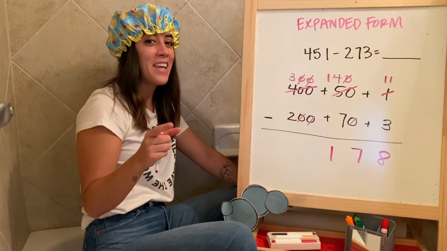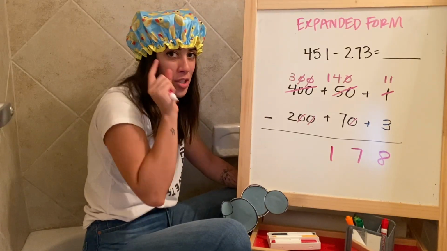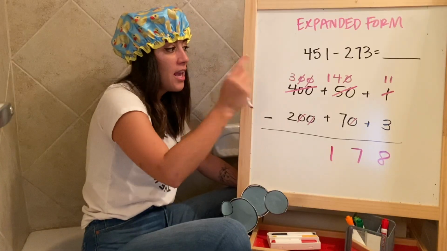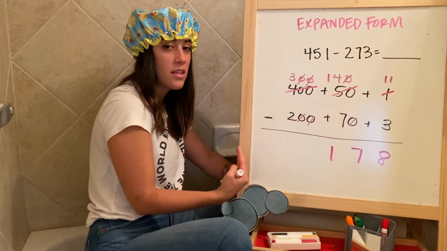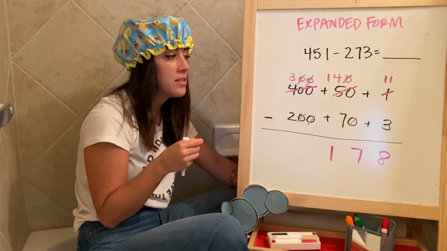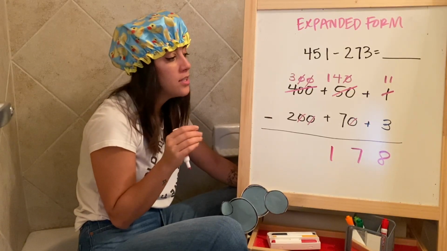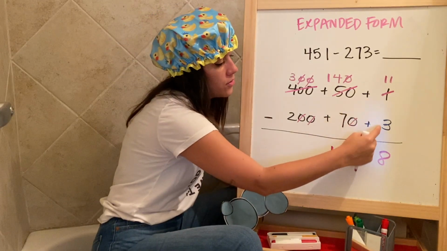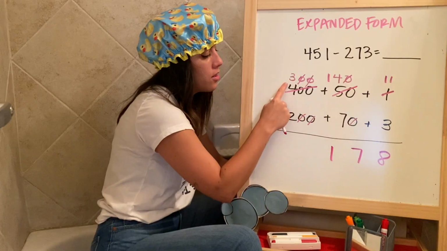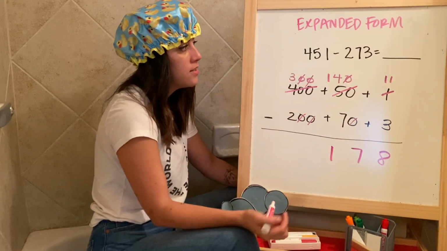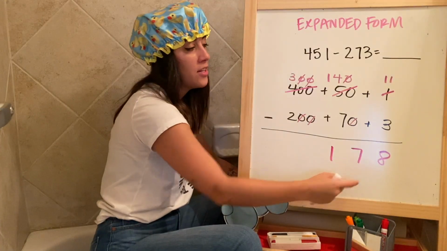This can be a bit tricky as well, but you have to be very diligent in checking your details and making sure that you're going one place value at a time before you move on to the next. It's very easy to make mistakes, so just be super careful, or cautious. So 11 minus 3 in the ones is 8, 14 minus 7 is 7 in the tens, 3 minus 2 is 1 in the hundreds. 451 minus 273 is 178.